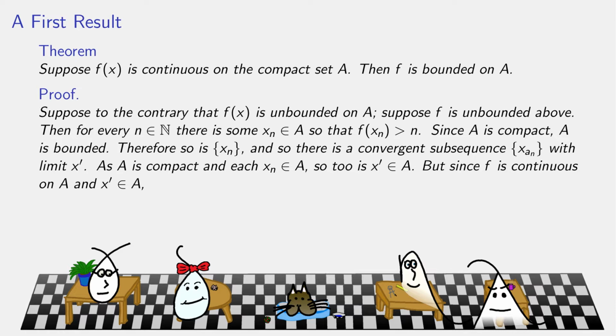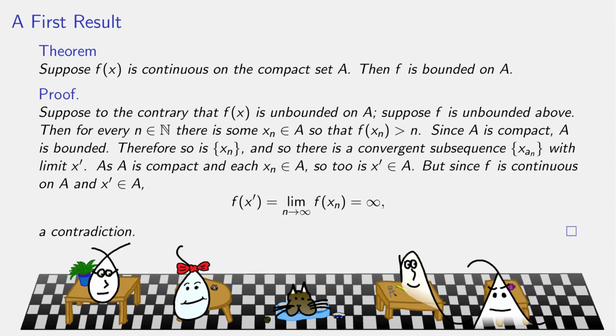So x prime is in A, and now we're going to use the fact that f is continuous on A and therefore continuous at x prime. We really need to exploit the fact that A contains all its limit points and f is continuous at every point in the set. So x prime is the limit point of x_n. The x_n's are in A, therefore x prime is in A. And f is continuous on A, therefore f is continuous at x prime.